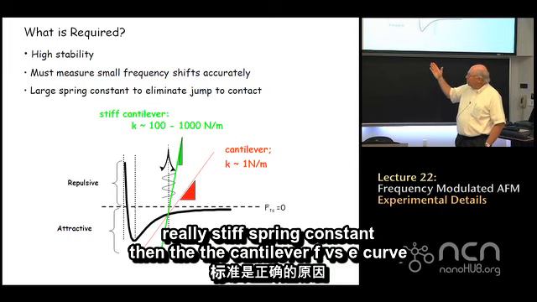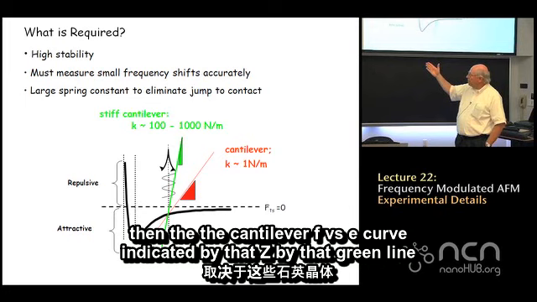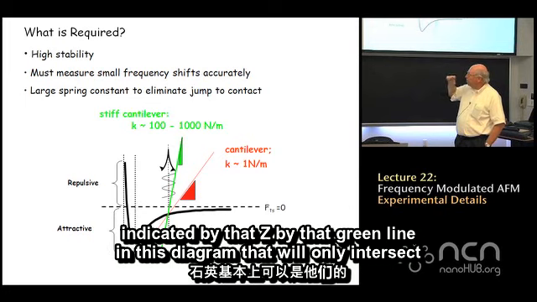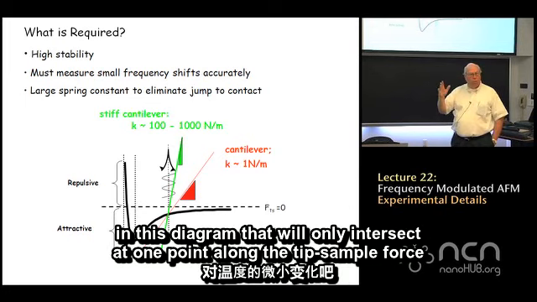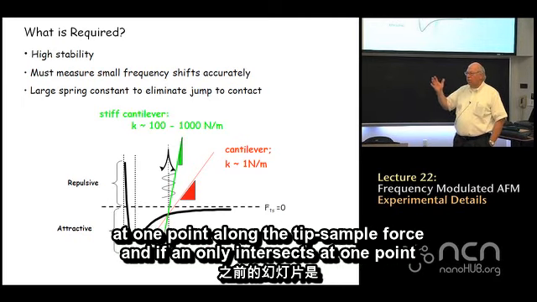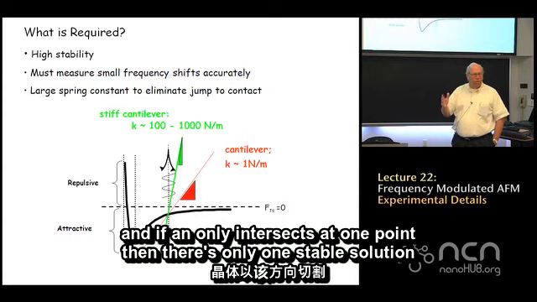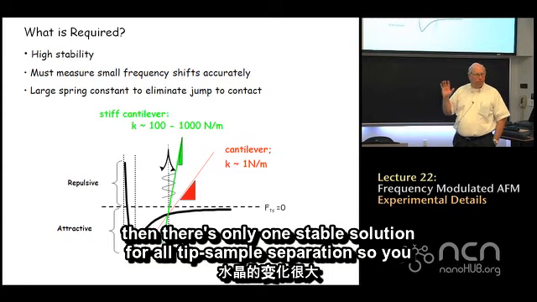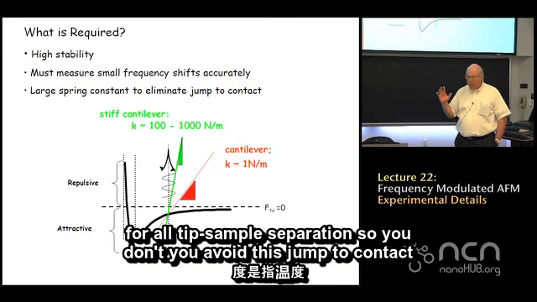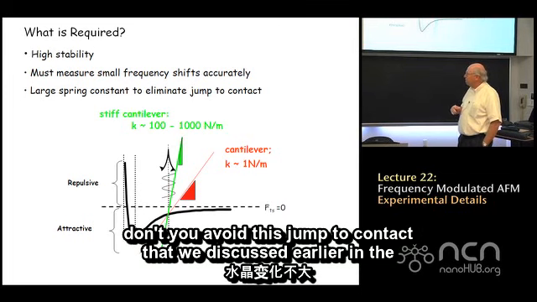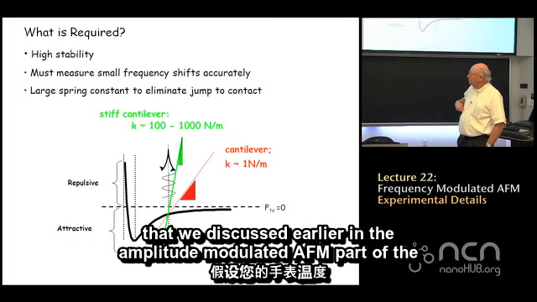the cantilever F versus Z curve indicated by that green line in this diagram will only intersect at one point along the tip sample force. And if it only intersects at one point, then there's only one stable solution for all tip sample separation. So you avoid this jump to contact that we discussed earlier in the amplitude modulated AFM part of the course.